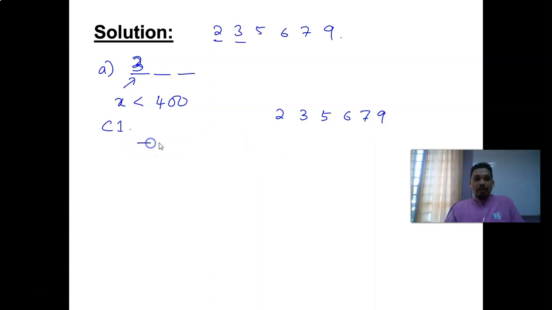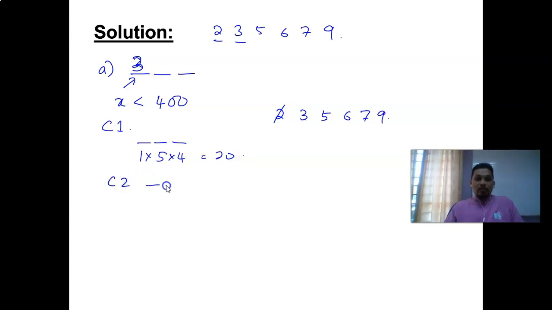Case number 1: if we begin with 2, there is only one way of selection because there is only one digit 2 here. Then, for less than 400, how many ways can we choose here? 1, 2, 3, 4, 5. So 5 ways, and then 4, equal to 20.